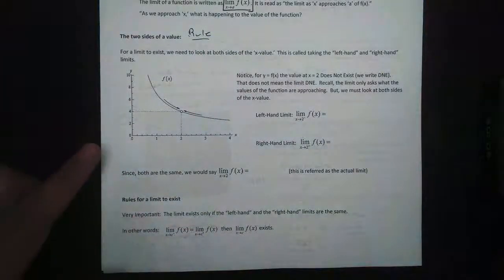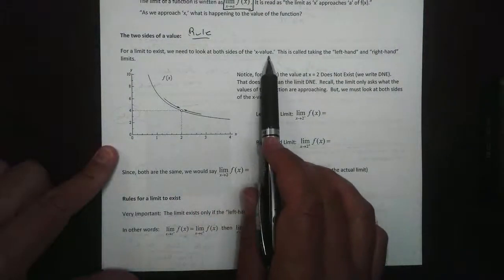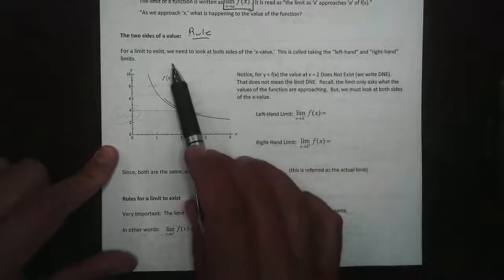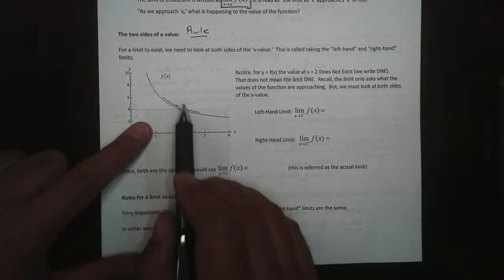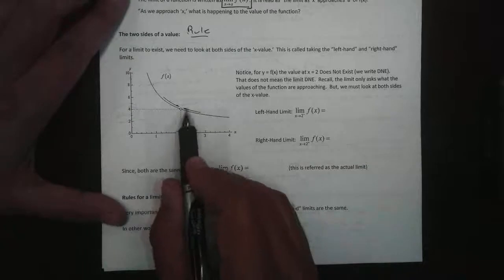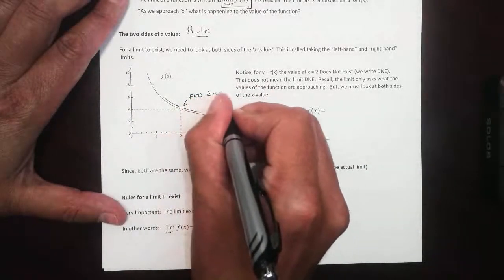For a limit to exist, we need to look at both sides of the x value. This is called taking the right hand and the left hand limits. Let's take a look at our function right here. For the function y equals f of x, the value at x equals 2 does not exist. There's a hole there. So we know the value at 2 does not exist.